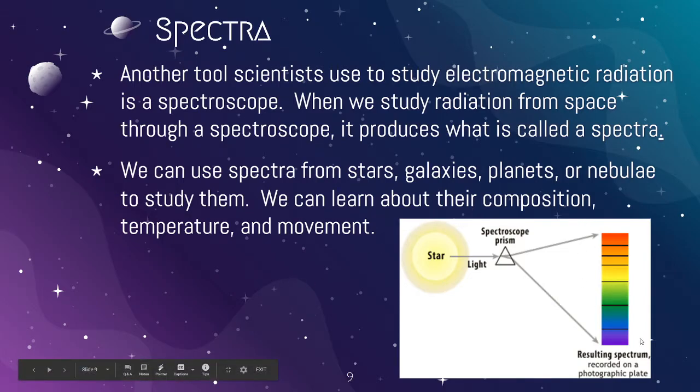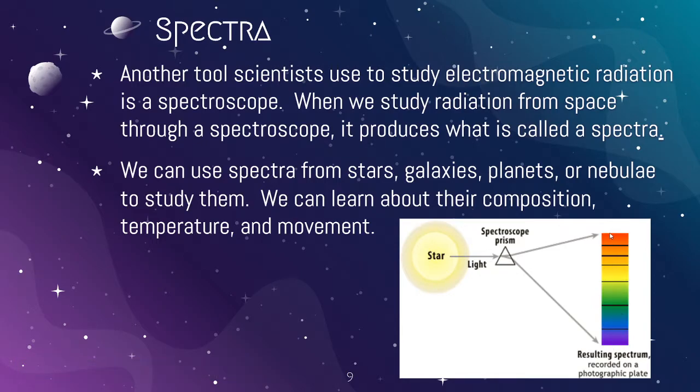As you can see, it's basically a little rainbow. It's actually a fingerprint, like a fingerprint for a star. The radiation passes through the spectroscope, which is a prism, and it divides the light into this little mini rainbow, or basically it's dividing it up by its wavelength, and we look at this spectra and analyze it.